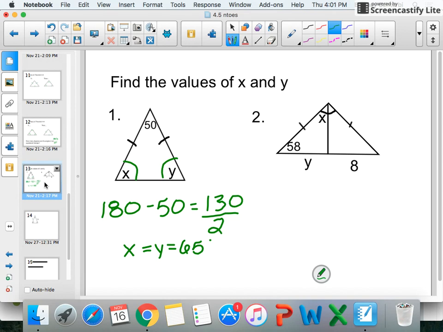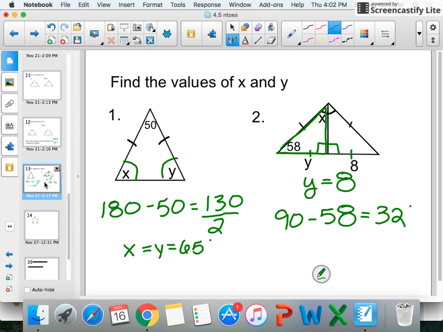Now problem 2 goes with our perpendicular bisector theorem. What we have here is a bisector, so we're going to get a right angle, and we're also going to get that these two sides are congruent. So y is going to be the same as 8, so that one's nice and easy. To find the angle, there's a few different ways we can go about it. We have this triangle here, we've got 90 and 58, and we have to figure out what x is. Well, 180 minus 90 is just 90, so then we have 90 degrees minus 58, and that is going to give us 32 degrees for x.